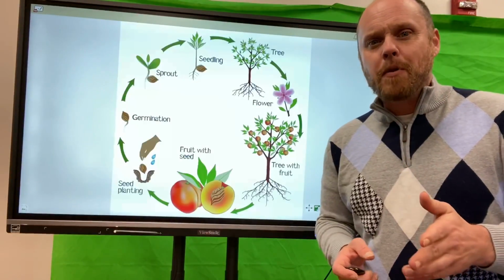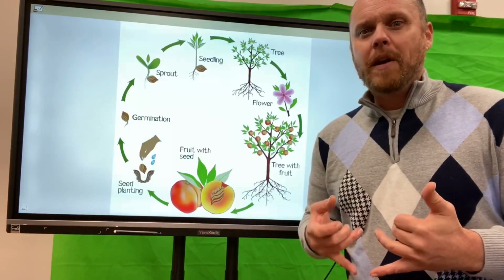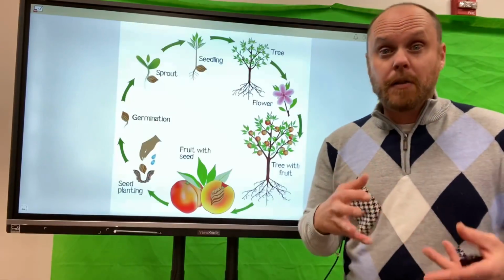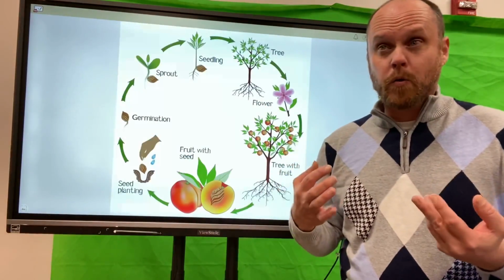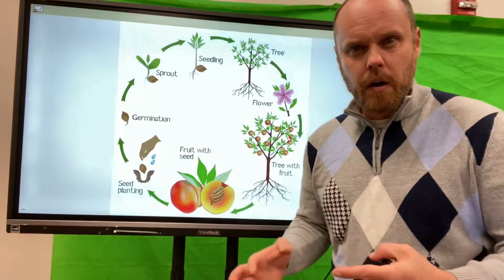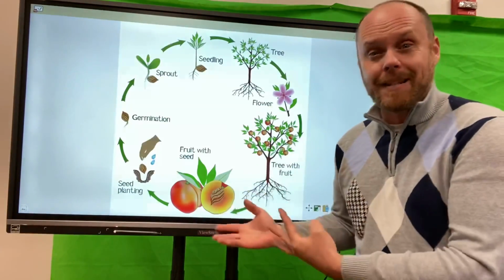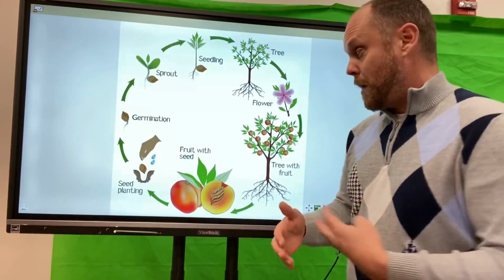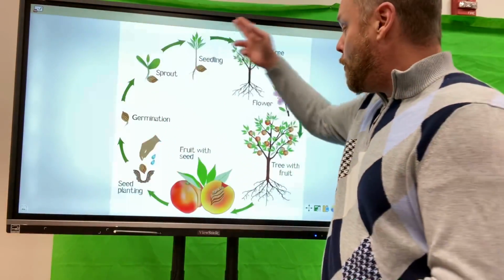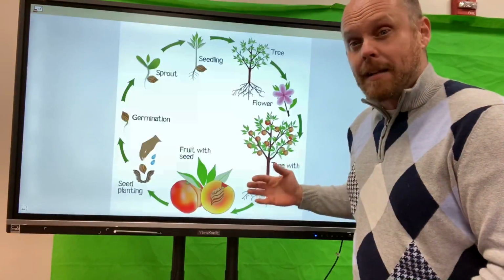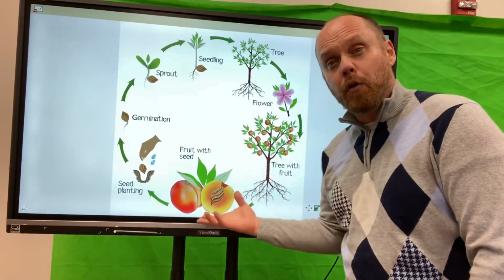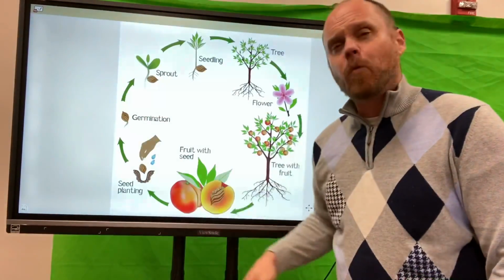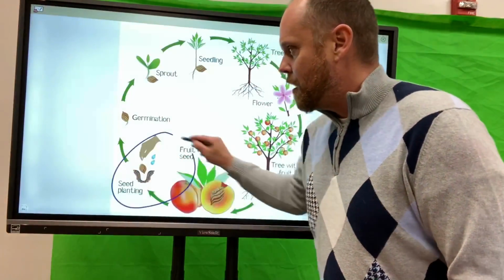Now, you may have remembered a few weeks ago that we talked about something called the water cycle. And the water cycle is a series of steps in which water goes from one state of matter to another. Well, behind me, we have a plant cycle where we learn how a plant can go from a seed all the way through to a tree or a plant that produces a flower or a fruit that has seeds. Today's focus is going to be right at this first step, and that is the seed.